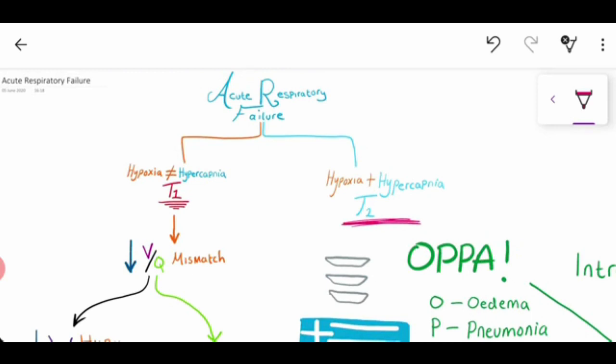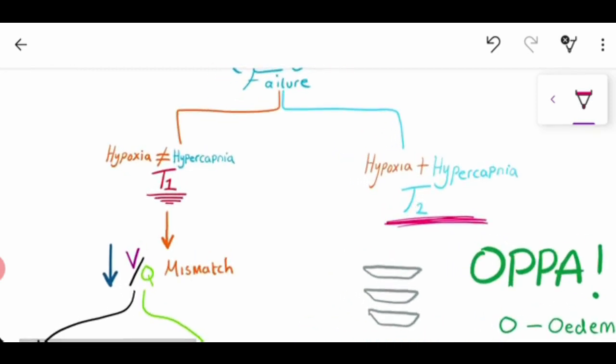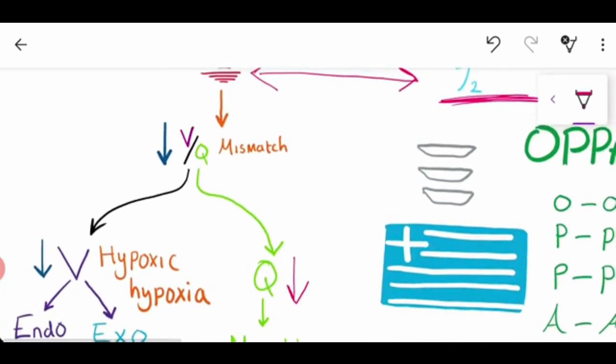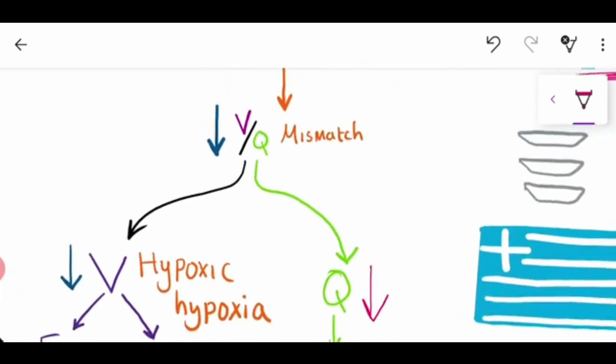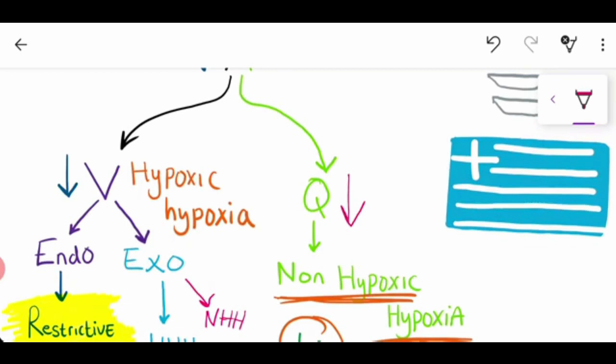So yeah, type 1. Now with type 1, this is all about hypoxia without hypercapnia. The differentiating factor between type 1 and type 2 is the hypercapnia. They both have hypoxia. Now, if we look at hypoxia without hypercapnia, which is type 1, I want you to think of a VQ mismatch. What is happening here? We are having a general decrease, both in V and in Q. A decrease in V, decrease in Q.